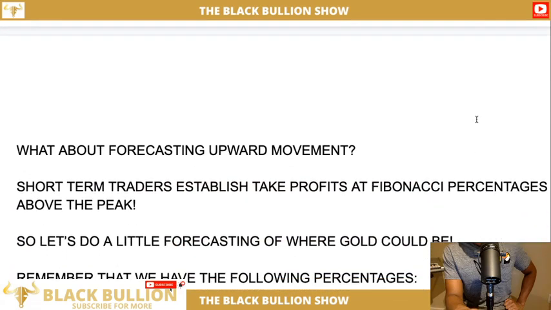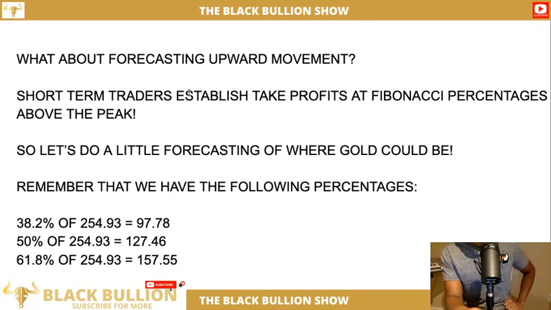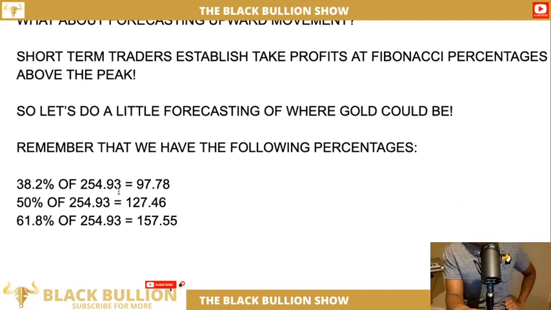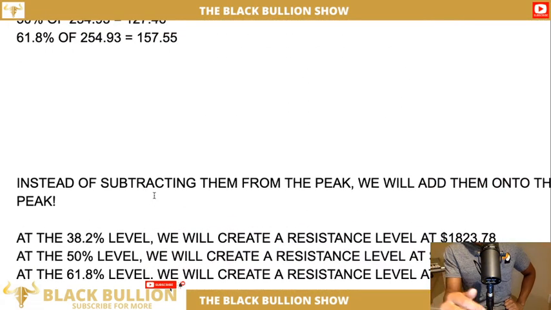Moving on. So how do we forecast upward movement? Well, traders establish take profits similar to stop losses, but the opposite, at Fibonacci percentages above the peak. So let's do a little forecasting of where gold could be. Remember that we have the following percentages, as you can see here. Instead of subtracting them from the peak, we will add them on top of the peak.